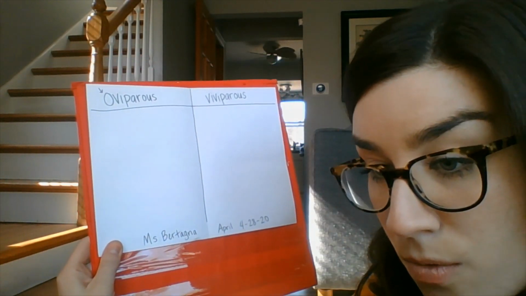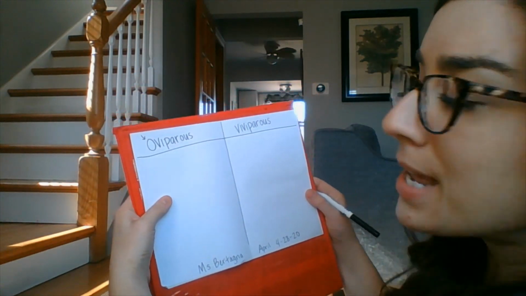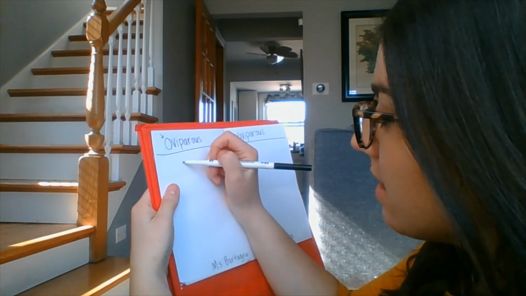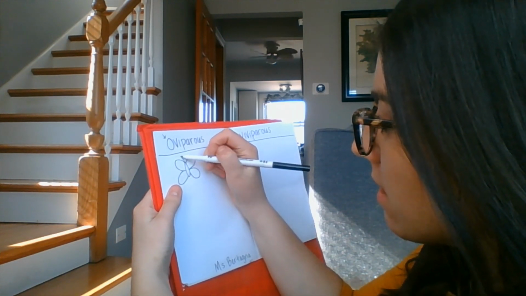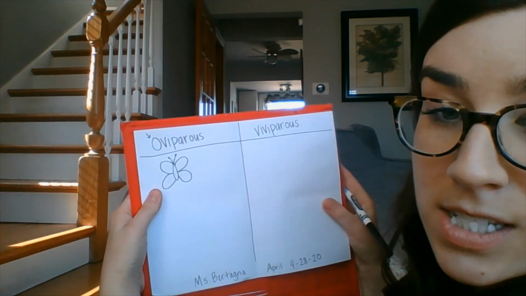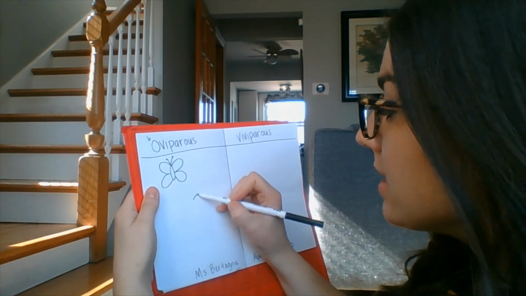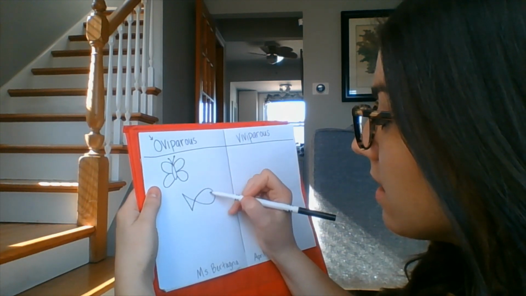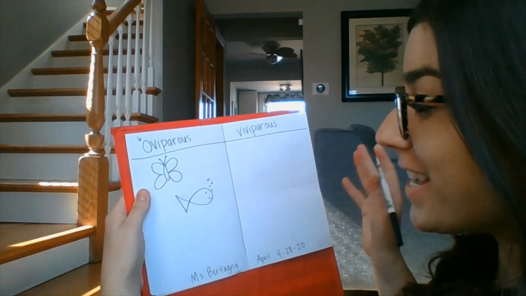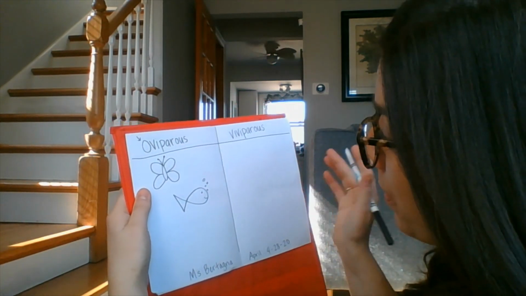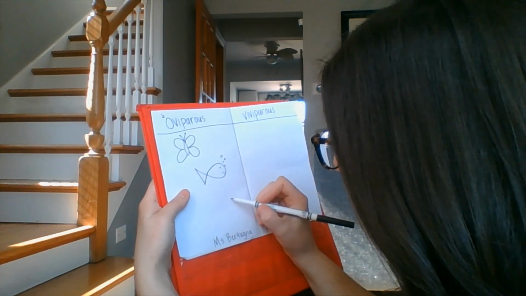All right, so let's go ahead and start our list. I know from some of the books that we read that a butterfly is one creature that's oviparous. We also know that fish lay eggs. They are oviparous. And we know that birds are oviparous. So I'm going to draw a bird too.